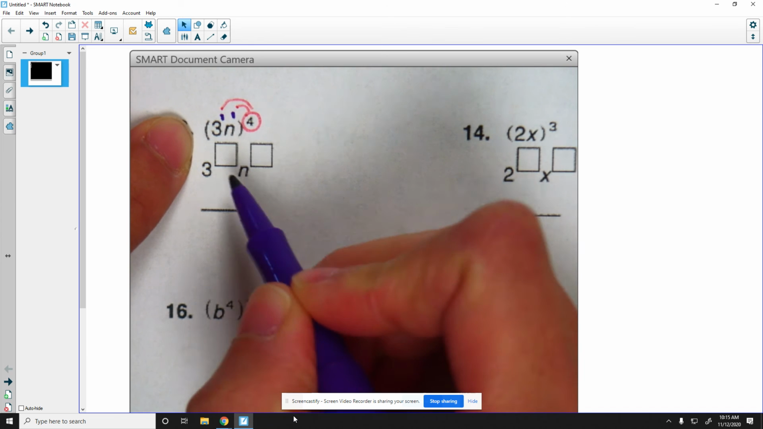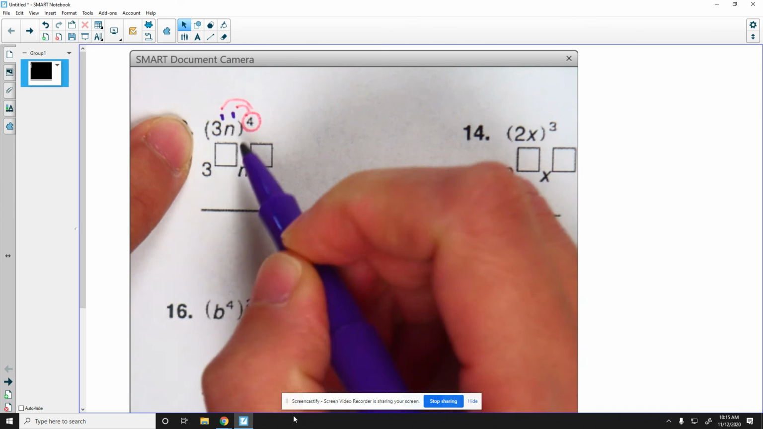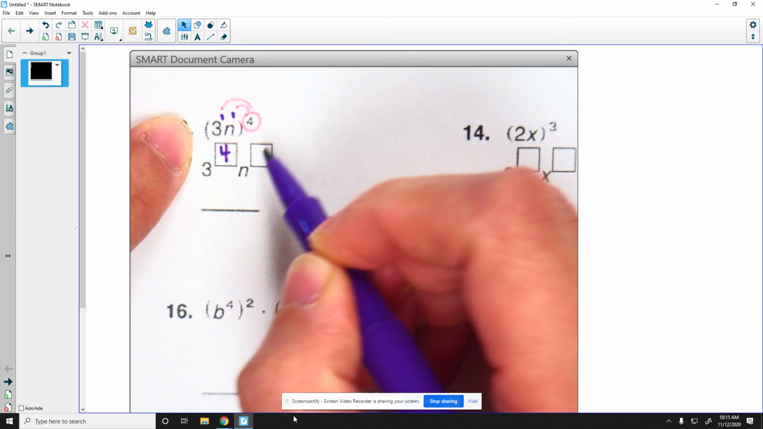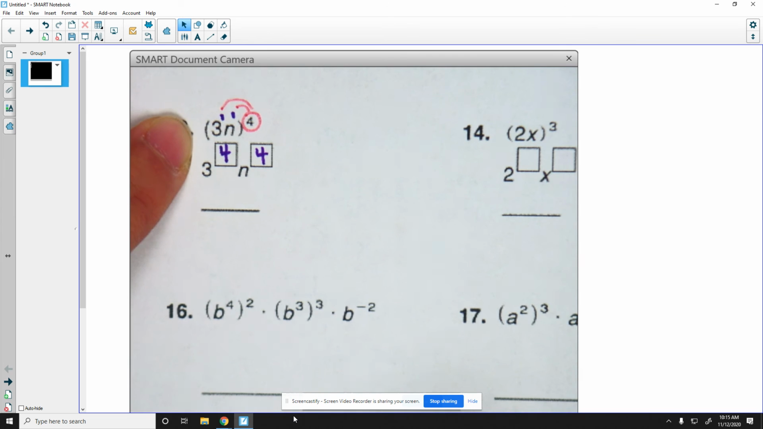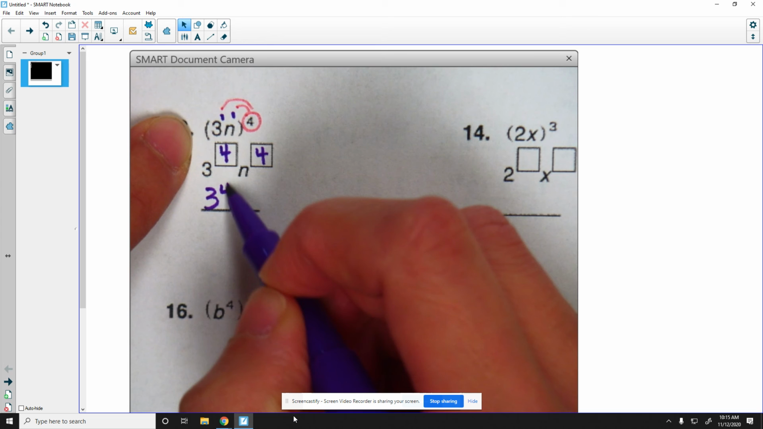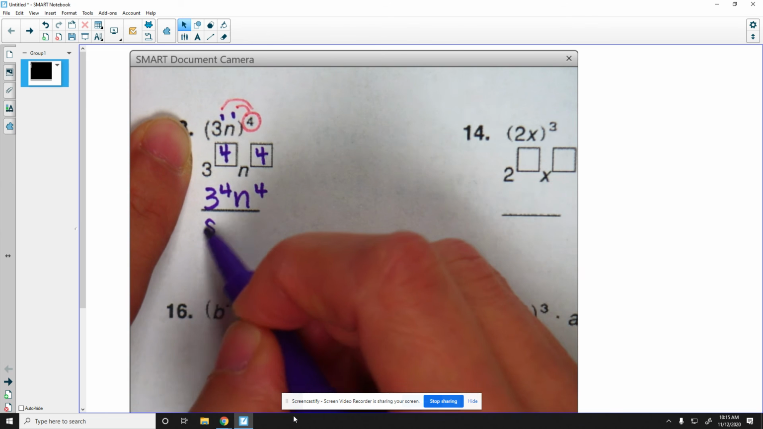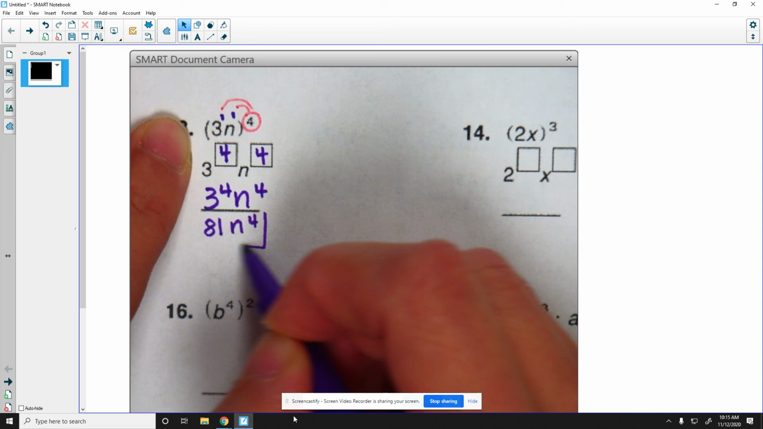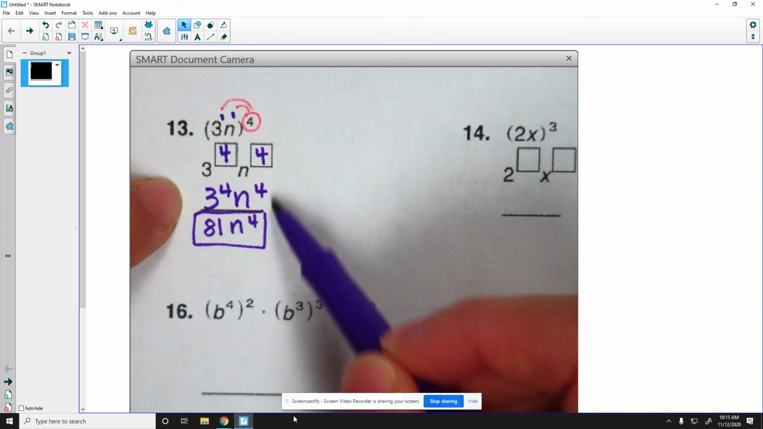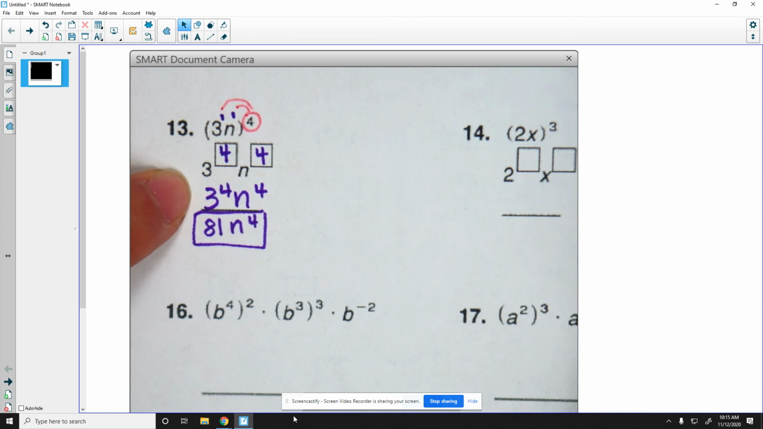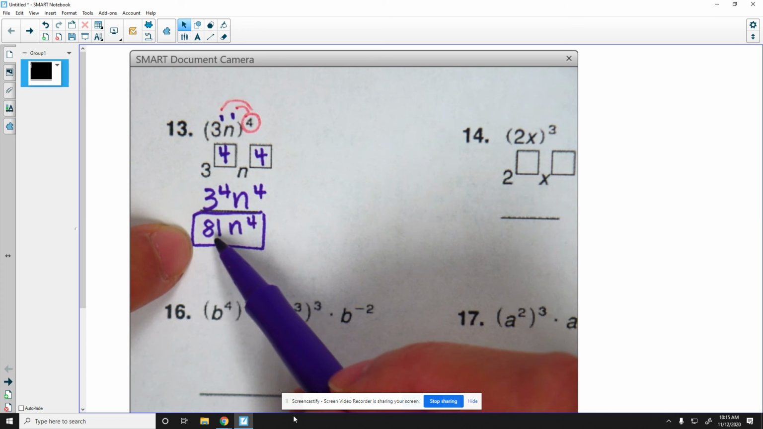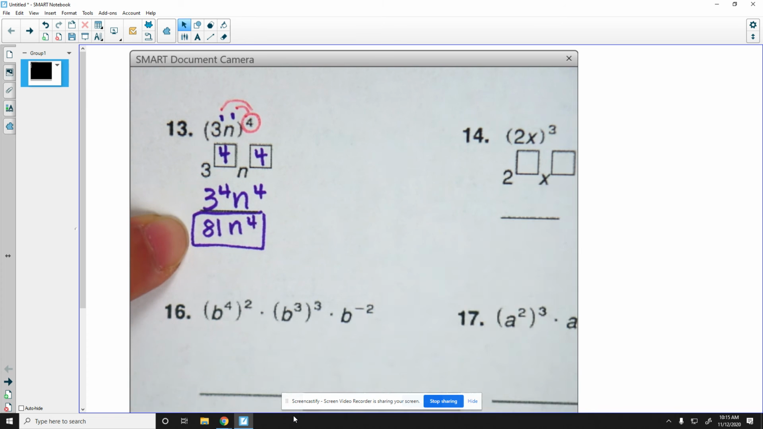So if I'm distributing, I'm multiplying. So I have 3 to the 1 times 4 is 4, n to the 1 times 4 is 4. So my final answer is 3 to the 4th, n to the 4th. Some people, because 3 to the 4th is small, it's just 81, they'd rather have you write it like this. Honestly, I'll take either answer because normally, if it's a smaller number, like in the thousands or the 10,000, sure, just write it out. But if it's in the billions or trillions, then just leave it as an exponent.